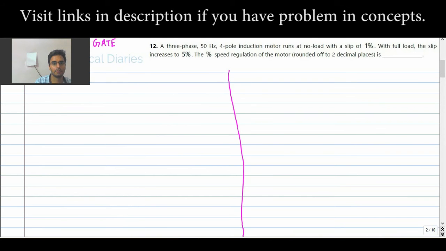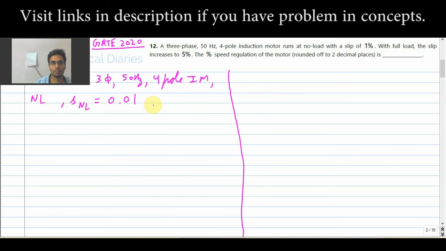GATE 2020. A 3-phase 50 Hz 4-pole induction motor runs at no load with a slip. Slip at no load is given to us as 1%. It's given in percentage, so you have to convert it into fractions. It will be 0.01. 1 by 100 is 0.01.